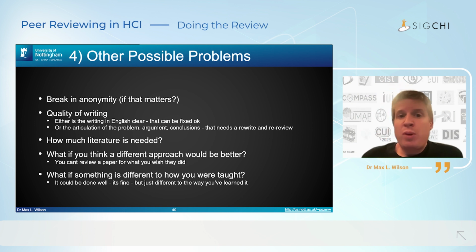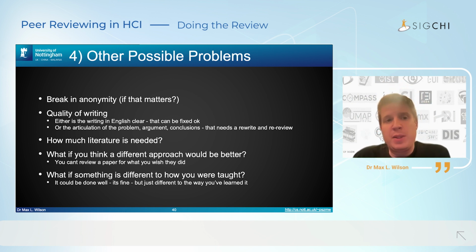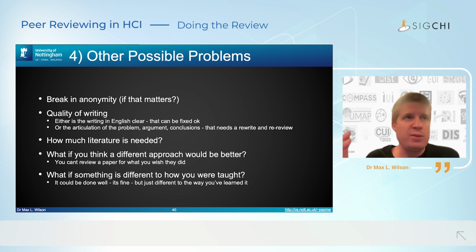Some other possible problems you might want to look at. There's things like, did it break anonymity? Does it matter if they broke anonymity? If it matters in that conference, you should tell someone as soon as possible. The quality of writing is often an interesting one, and this often gets confused in review forms. Sometimes what they're saying by quality of writing is, are the argument of the paper and the structure really clear, comprehensive and convincing? And sometimes they're saying, is the grammar and spelling good or bad? So I always try to separate those out mentally when I'm writing a review.